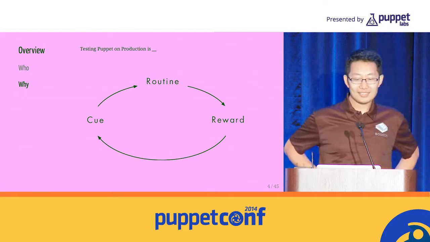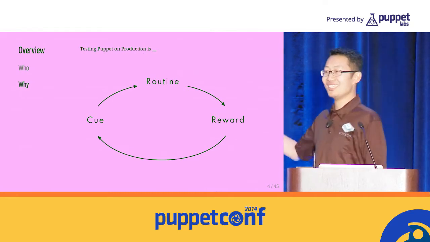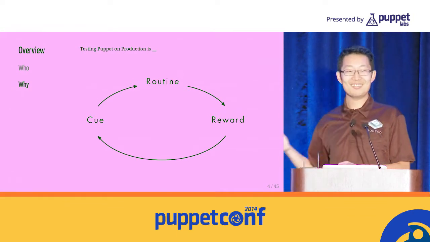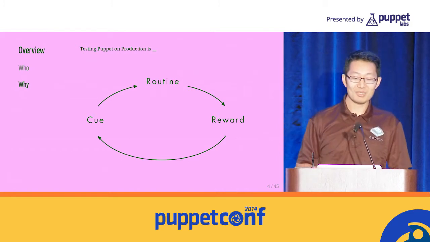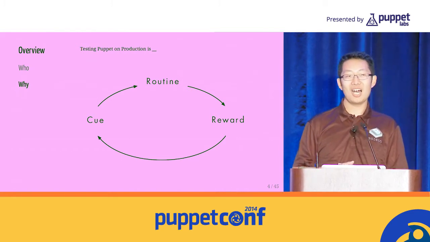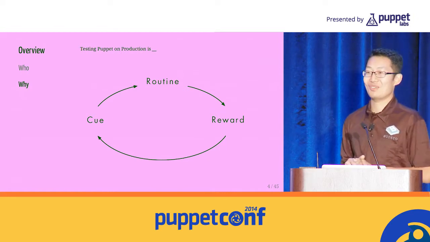So testing Puppet in production is, fill in the blank: easy, pleasant, happy. I don't think those are the words. Okay, so testing Puppet in production boils down to one word, which is painful. Painful. I think that summarizes it.